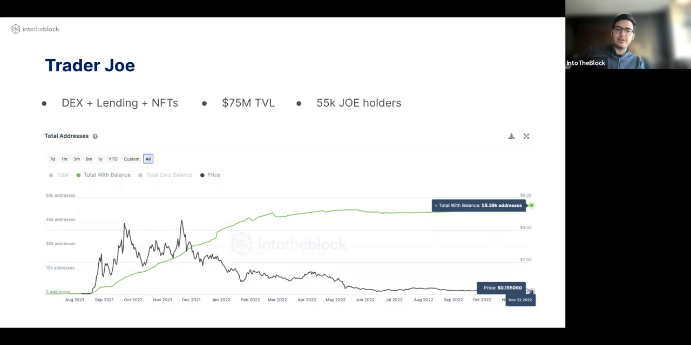They still have about $75 million in TVL, and the amount of holders has been holding steady, increasing slightly throughout the year, with about 55,000 holders.